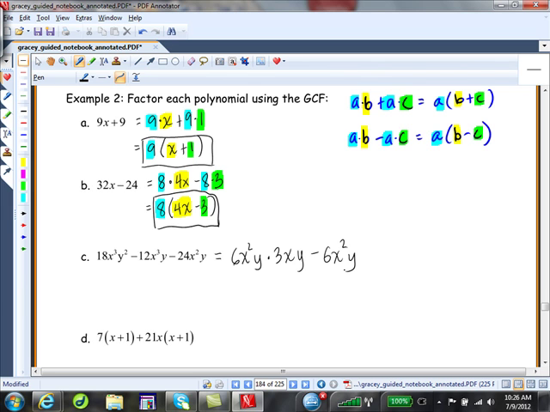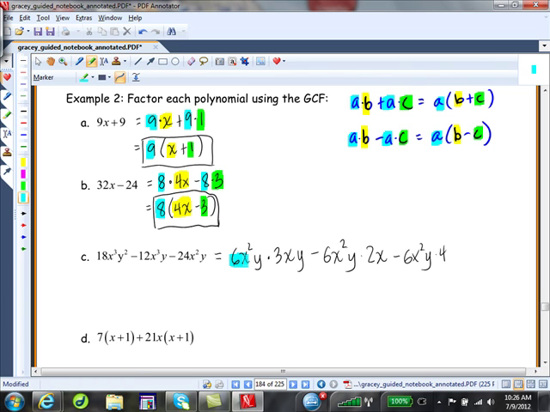So 6 times what is 12? Good, 2. x squared times x is x cubed, and I've already got that y represented. All right, next up. 6 times, good, 4 is 24. And then I already have the x squared y, so that's the only thing that I need to multiply 6x squared y by to get 24x squared y.